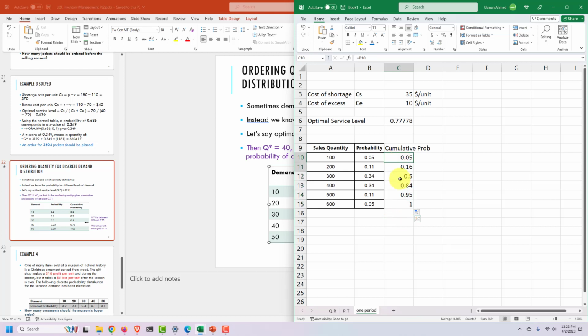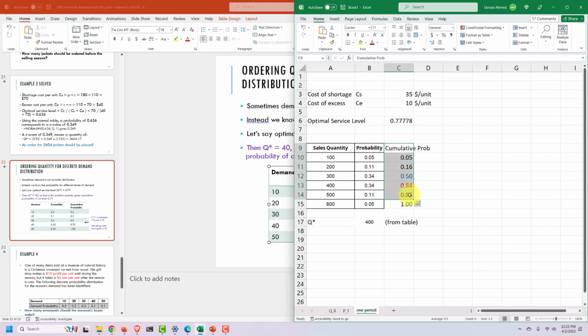Okay, now in this column, let's see where 0.777 type of falls. So it's between these two numbers, right? And so because we go with the higher one, we'll go with 0.84. Okay, and look in this row to find the quantity, which is 400. So the optimal quantity to order is 400 from the table, because this is the case where demand has discrete levels. Demand is this, or this with certain probabilities.